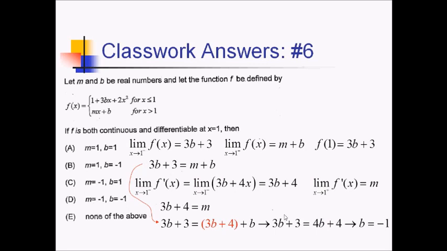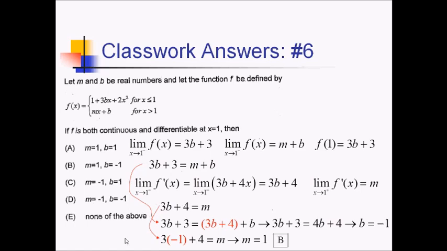Now that I know that, I can plug it back into this equation right here that has m all by itself. We can say m equals 3 times negative 1 plus 4. Well, that means we really just have negative 3 plus 4, which is 1. So b is negative 1, m is 1. So that's going to be choice B.